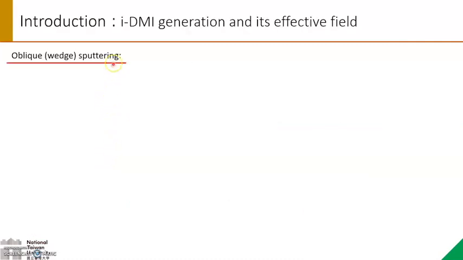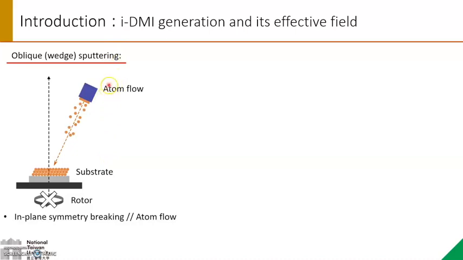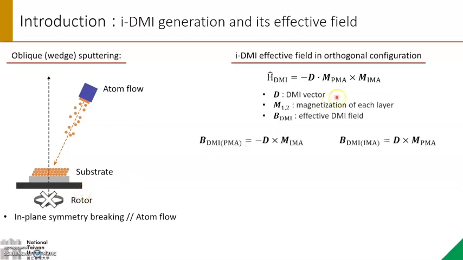In practice, we induced in-plane symmetry breaking through wedge or oblique deposition. The disabled sample rotor created either a thickness gradient or some kind of columnar structure due to the templating effect. We then investigated the macroscopic phenomenon resulting from the interlayer DMI.